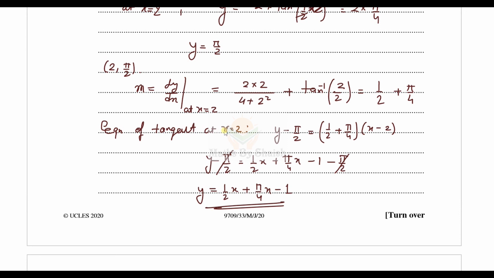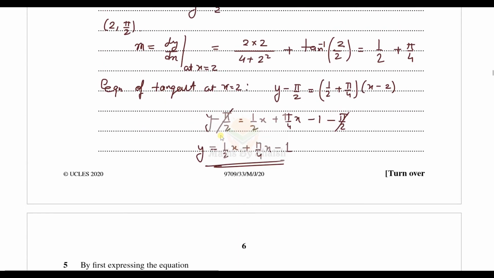Now the y-intercept of this tangent is 0 comma p. Because this tangent is passing through this point, p will be 1 by 2 times 0 plus pi by 4 times 0 minus 1. So we got p is equal to minus 1. I have included so many terms which were not required. We could have done it in a single line. So I hope it is clear.